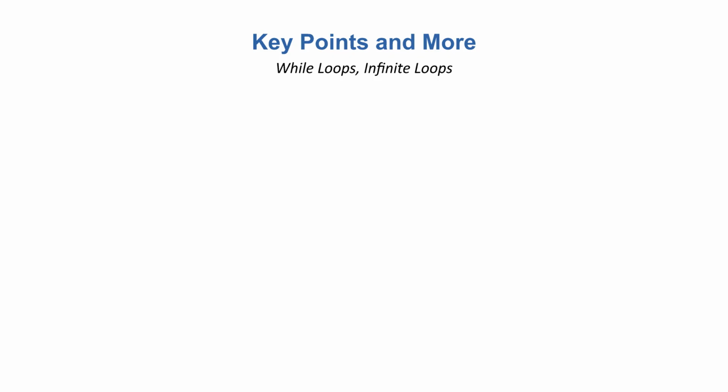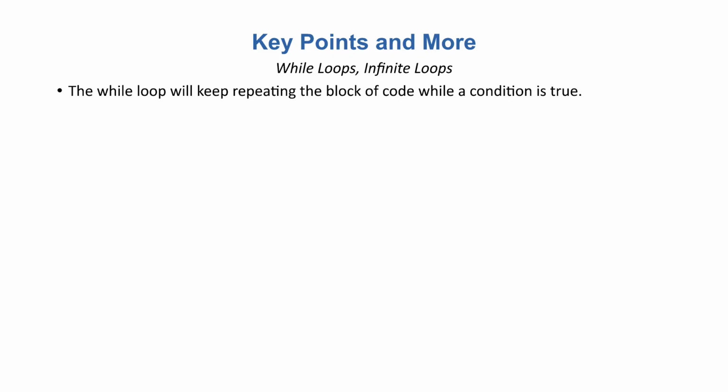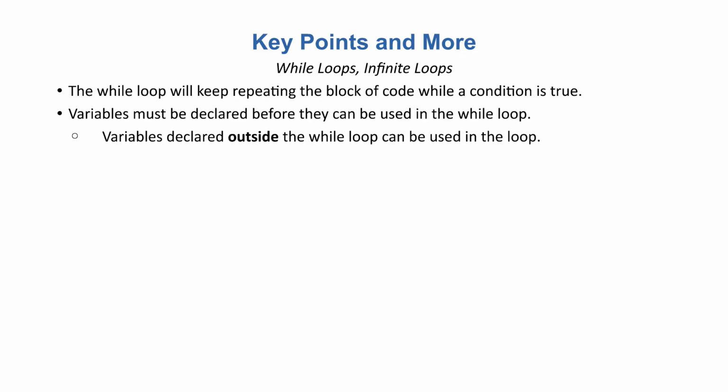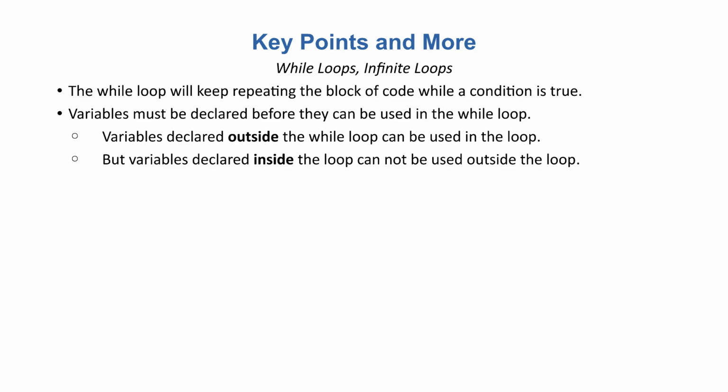Key points and more. The while loop will keep repeating the code in the curly brackets while a condition is true. Variables must be declared before they can be used in the while loop. Variables declared outside the while loop can be used in the loop, but variables declared inside the loop cannot be used outside the loop. An infinite loop is a loop that never ends. A tight infinite loop is an infinite loop that never pauses. An infinite loop that calls input inside the loop pauses for the user to enter a value. Such an infinite loop wouldn't be a tight infinite loop.